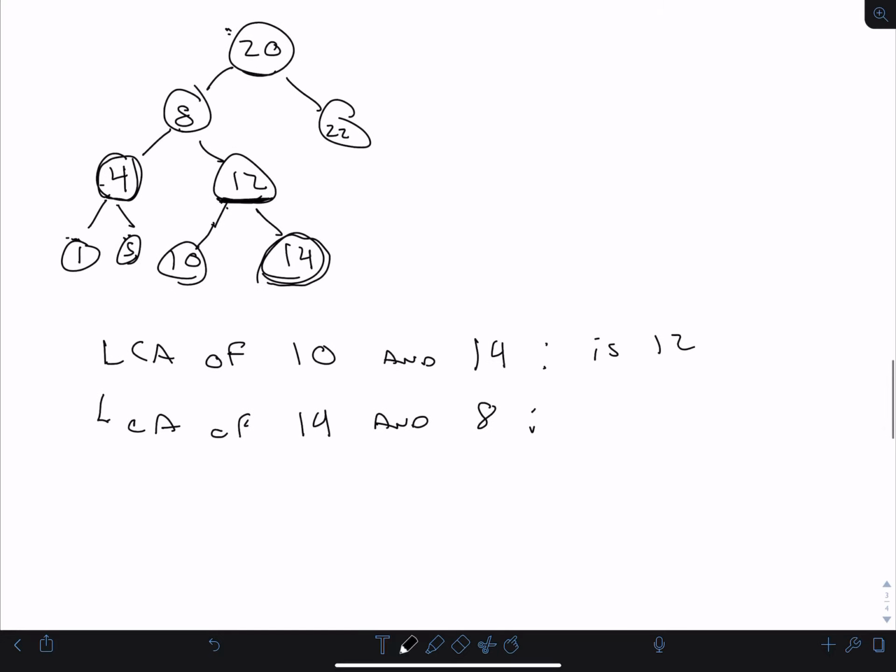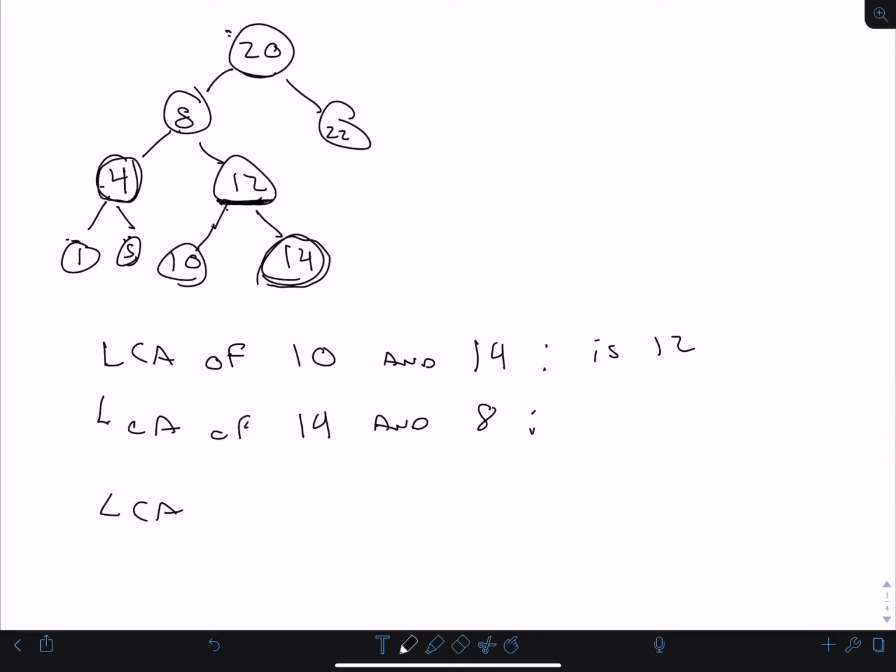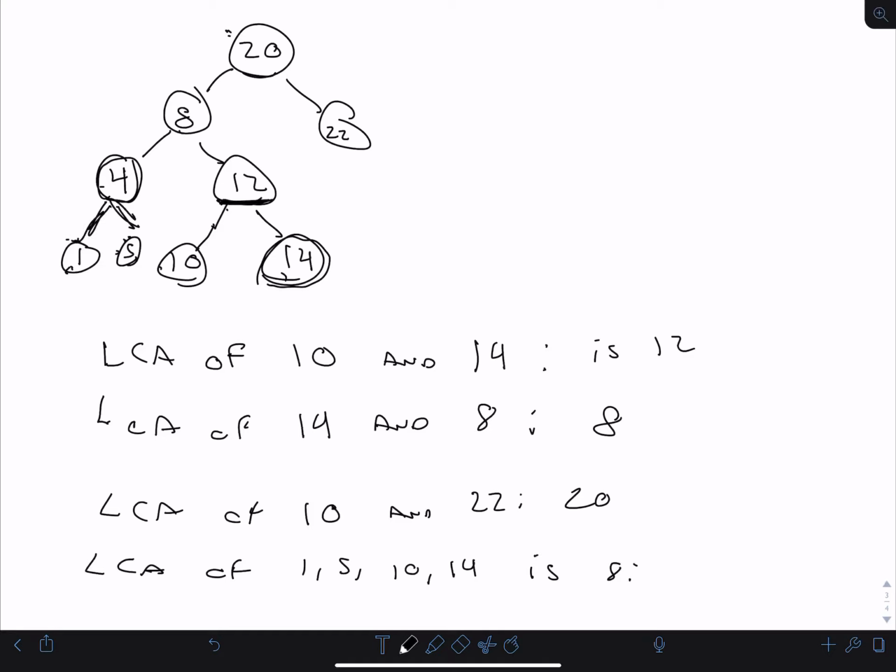For example, the lowest common ancestor of 10 and 22 is 20. Yep. And then the lowest common ancestor of 1, 5, 10, and 14 is 8? Yes. Yep. Good. Here, I'll even write it, because I don't know if they can hear you in the recording. 1, 5, 10, 14 is 8, because they flow, and they meet. And there you go.